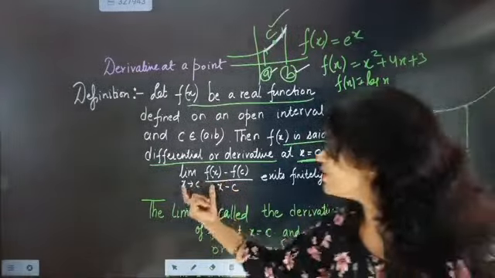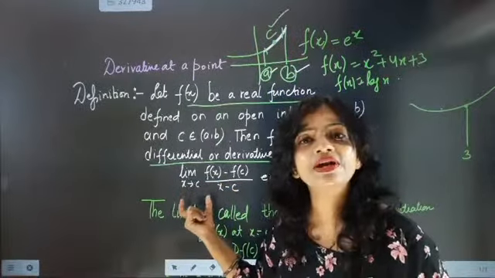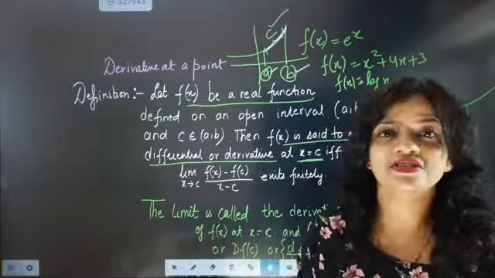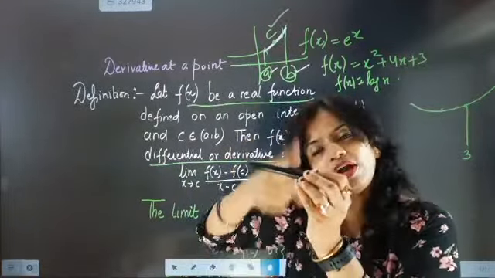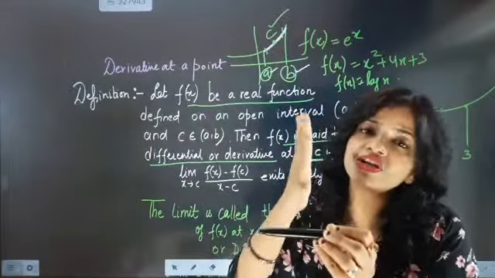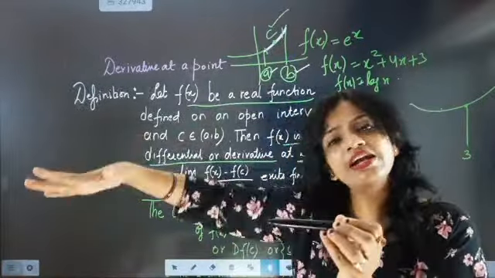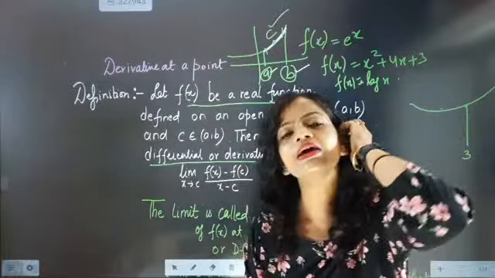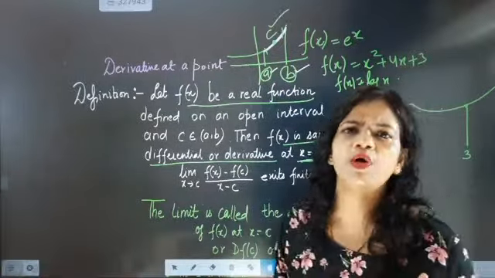Okay, that's why you see I have used the word limit here. That means as x tends to c, it will exist. Means at the particular point x tends to c, the function will exist, and the left hand derivative should be equal to the right hand derivative. This is exactly a very simple and a very important point.